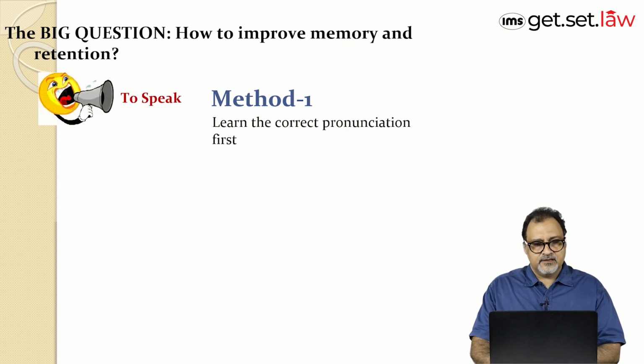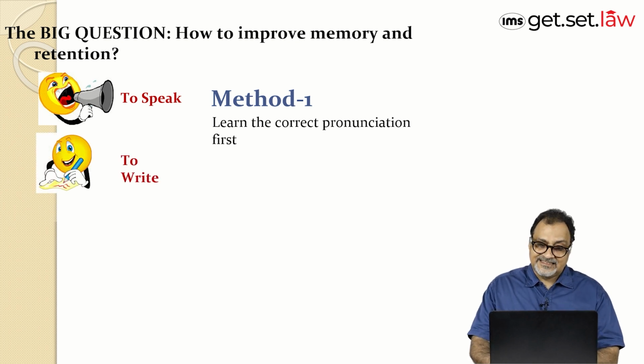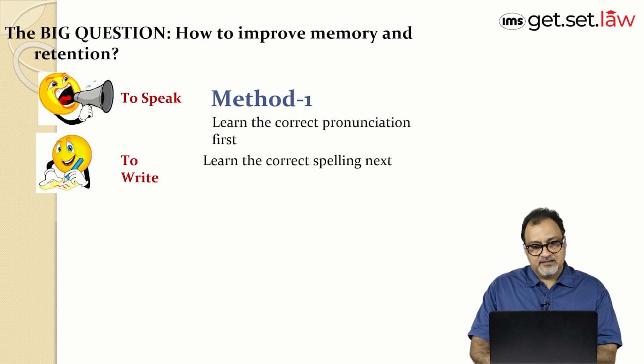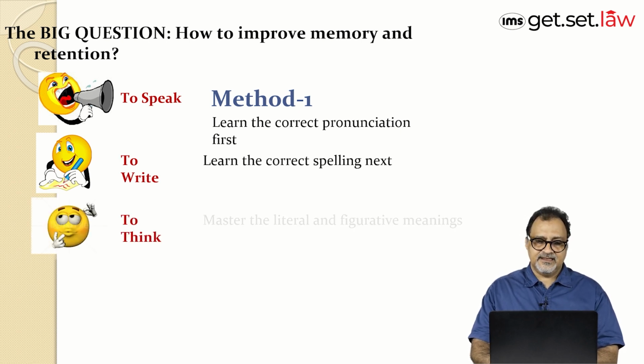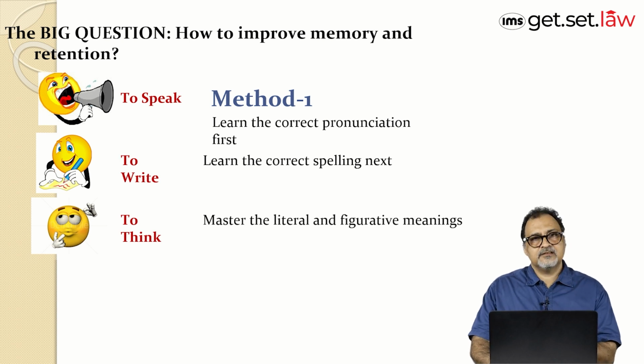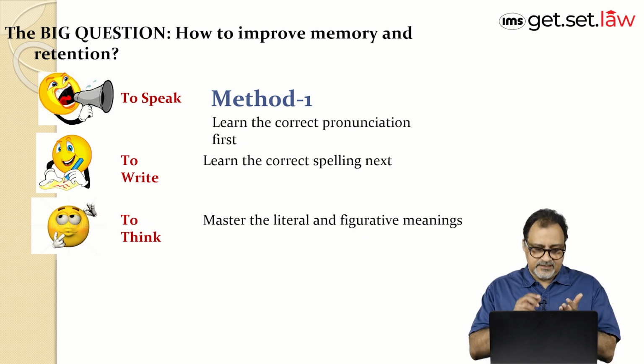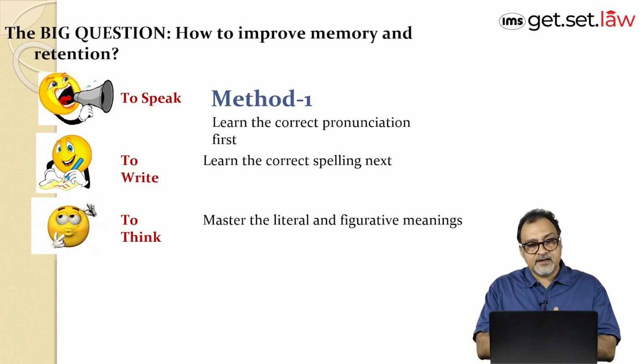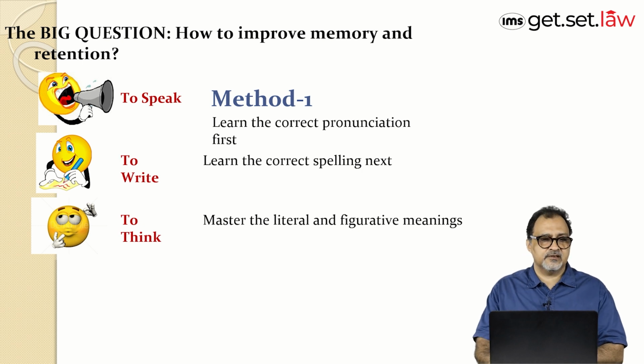So the first method is to improve memory and retention. The first method is to learn the correct pronunciation. The second one is to learn the correct spelling. And then to master the literal and the figurative meanings of the word. This is our method one: get the right pronunciation, learn the right spelling, and know what this word means literally, like really, and figuratively. In a figurative sense, what does this word mean?